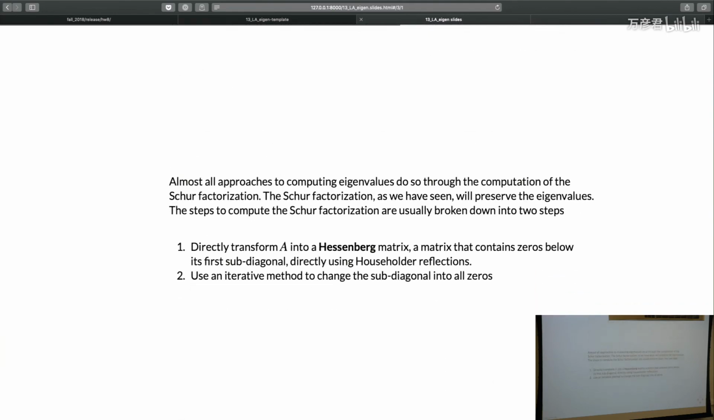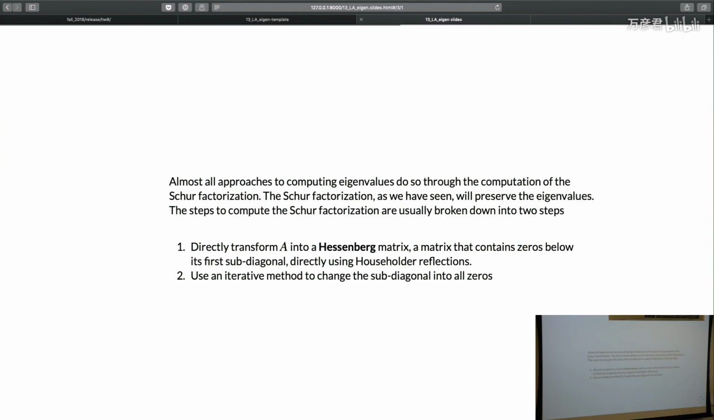But let's see what we're going to do. We're going to find the Schur factorization. That's the end goal. We're not going to go there directly. We're going to directly transform A into a Hessenberg matrix. So a Hessenberg matrix is another type of matrix that has zeros below the first subdiagonal. Okay, so it's not upper triangular. It has one more diagonal below the main diagonal that is non-zero.